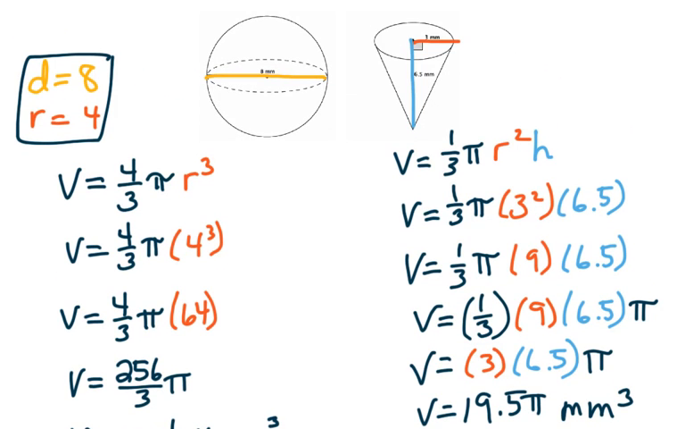So notice on the picture I have colored in with red and blue the radius and the height, so we know which one is which. Go ahead and substitute those into the formula. Volume equals 1/3 pi r squared h. So the radius is 3, we're going to square that. And then we have the height of 6.5.